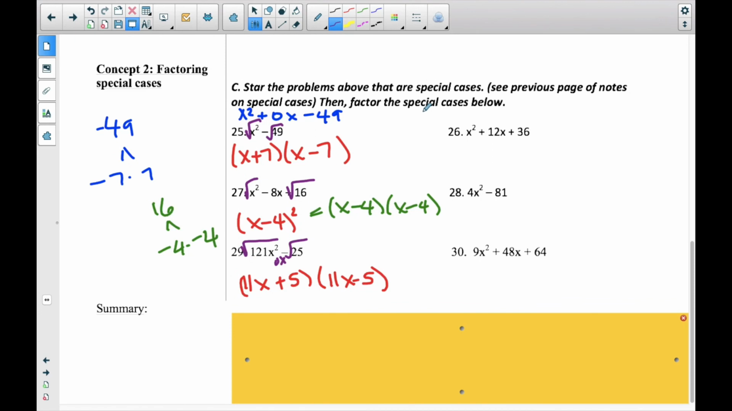Okay, that is the end of this lesson. This was information that you should have already learned. We need to review a little bit, so we did get some review in, but we will be moving towards slightly more difficult factoring later on this week.